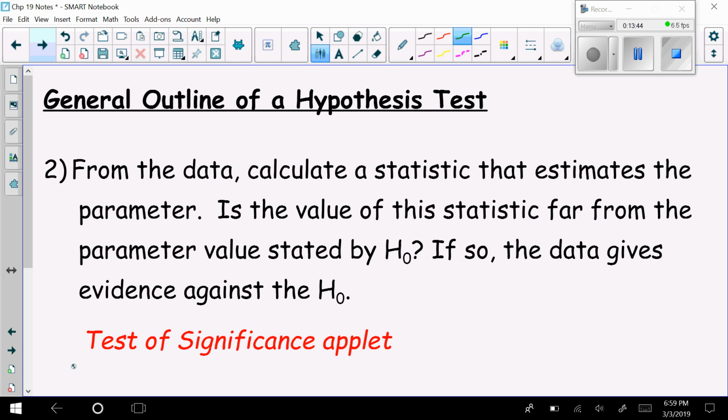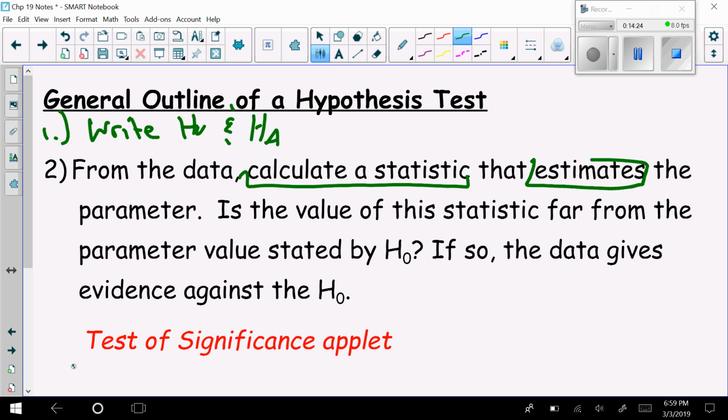So we continue in this general outline. Step 1 was to write H0 and HA, the null and the alternative. The second step says from the data calculate a statistic that estimates the parameter. So basically I need to draw some samples and collect a statistic that is going to estimate the parameter. If we think about this, it would be a p hat for our p.